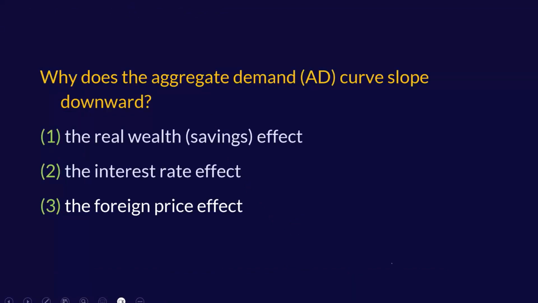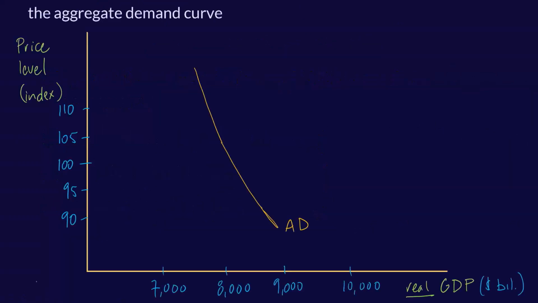Now, when we're talking about these three effects, what we're talking about is if the price level goes down, so if, say, we go from 110 to 100, we are going to go from this point on the aggregate demand curve to this one. And that in turn means that GDP is going to increase from there to there.